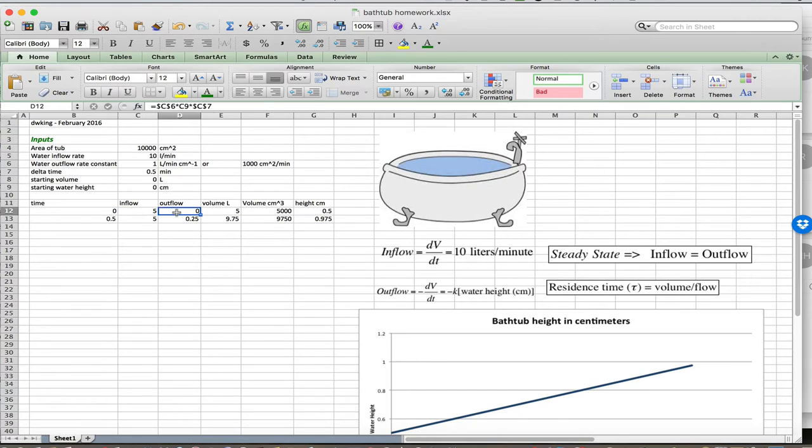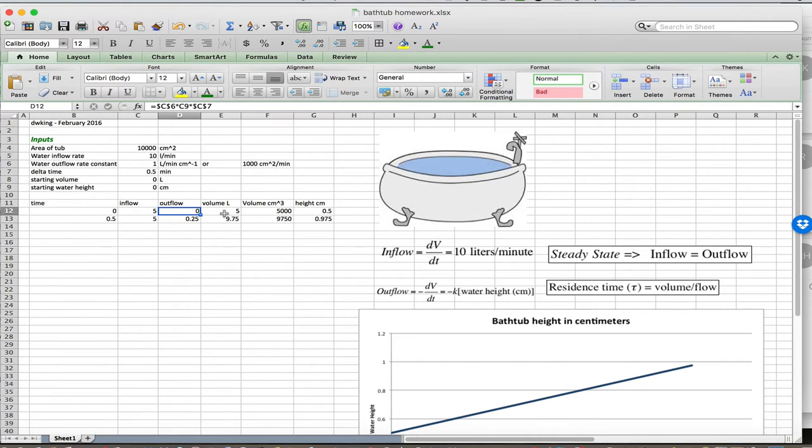The outflow, because I don't have any water in the tub, should be zero. And it is, because this equation is C$6, which is the outflow rate constant, times C9, which is the starting water height. Now, I'm not putting a dollar sign in front of this one, because this is the only time I'm going to use C9. And then C7, which is delta T. So I've got inflow, I've got outflow.